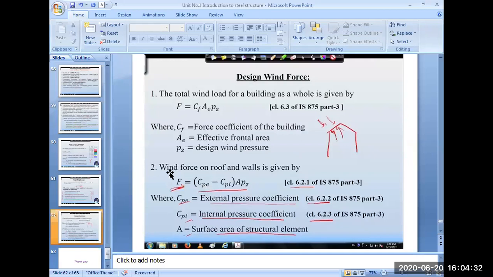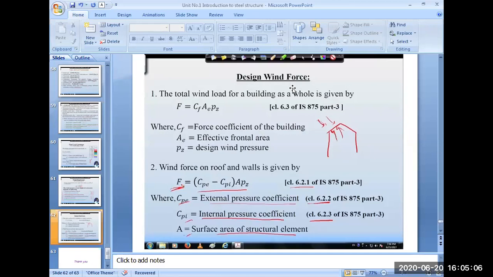So how to calculate wind force? So wind force F is equal to Cpe minus Cpi into A into Pz. We take the external coefficients and internal coefficients, and we subtract the internal from the external coefficients here, and then we multiply area into stress, and we will get the force. So with this we can calculate the design wind force. Here we have seen the calculations of wind force.